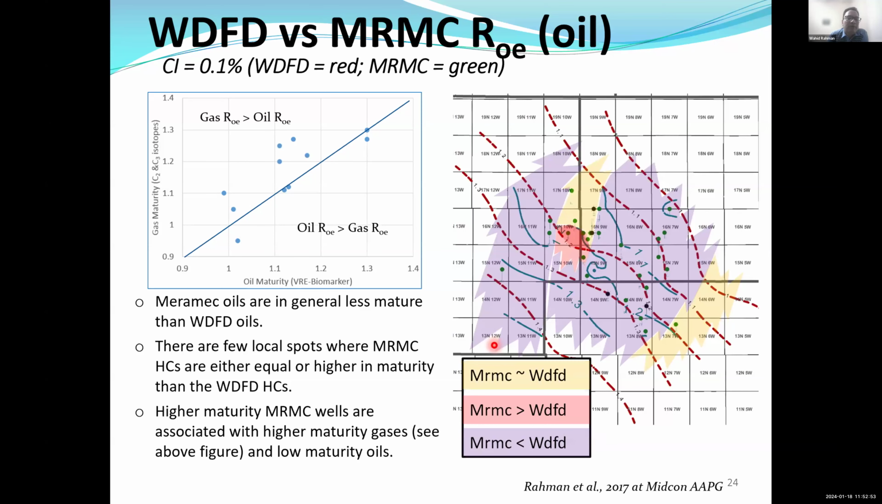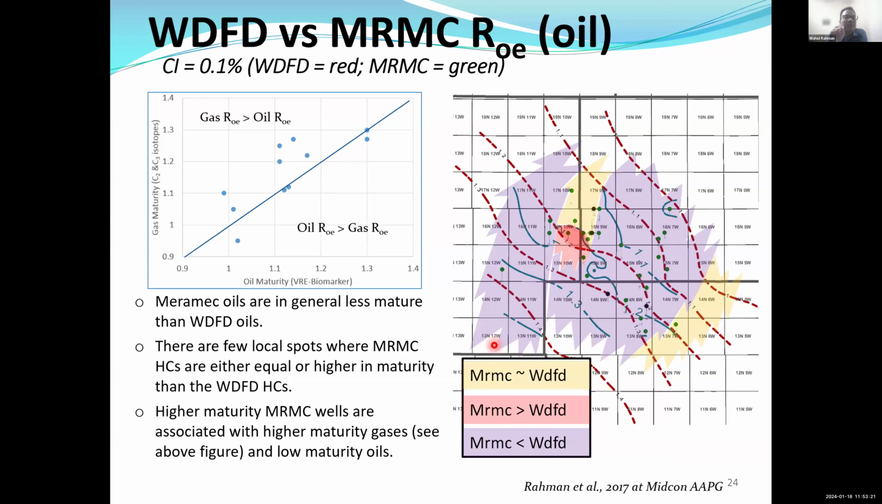On the bottom right, on the first XY plot on the maturities, you see the gas somewhere where oil maturity is higher than the gas maturity. And then at the very top left corner of that same plot, the gas maturity, gas Ro equivalent, is higher than oil Ro equivalent. So that means wherever you see gas maturity is higher, that means you have a migrated gas in.